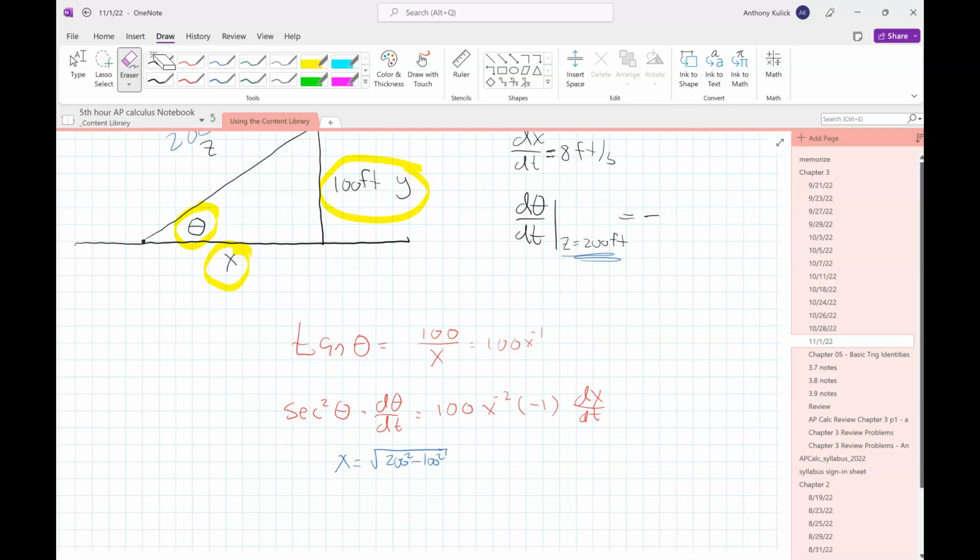Okay. Secant squared theta. How am I going to do that? SOHCAHTOA, secant is hypotenuse over adjacent. Oops. So in our triangle, that's just z over x. So that's going to be 200 over that.